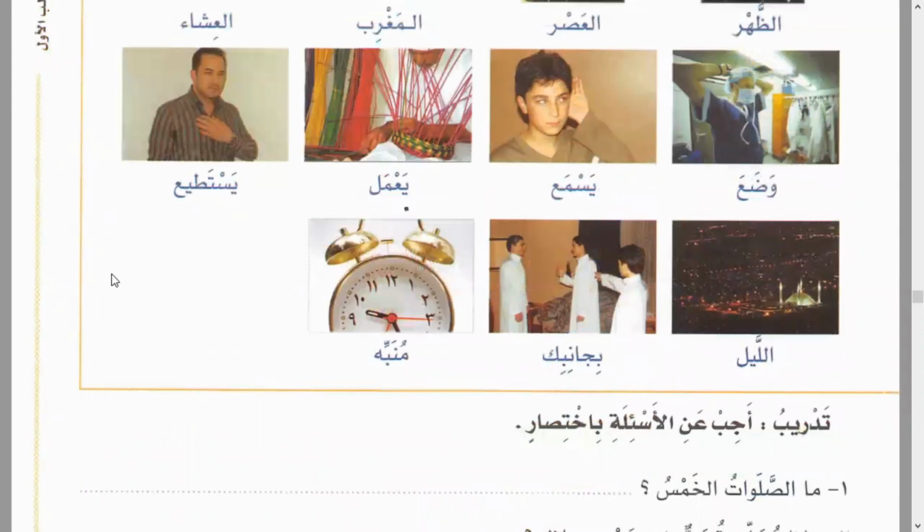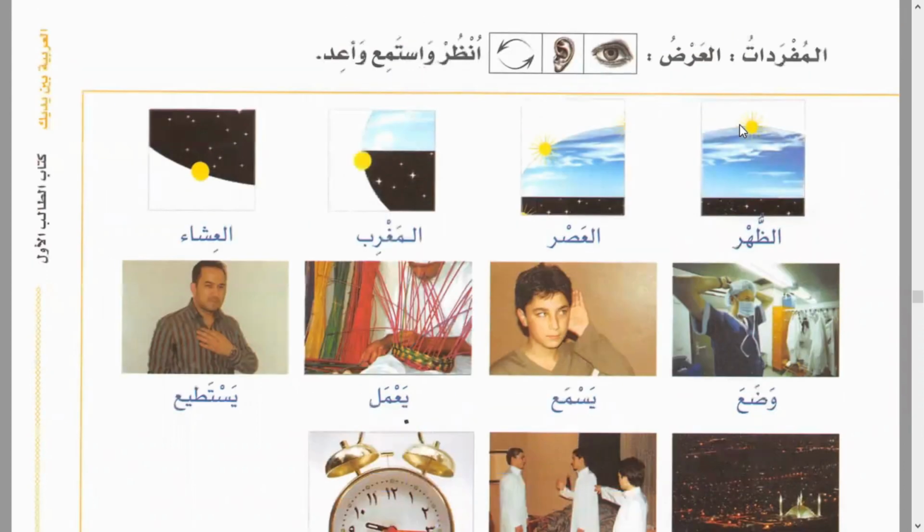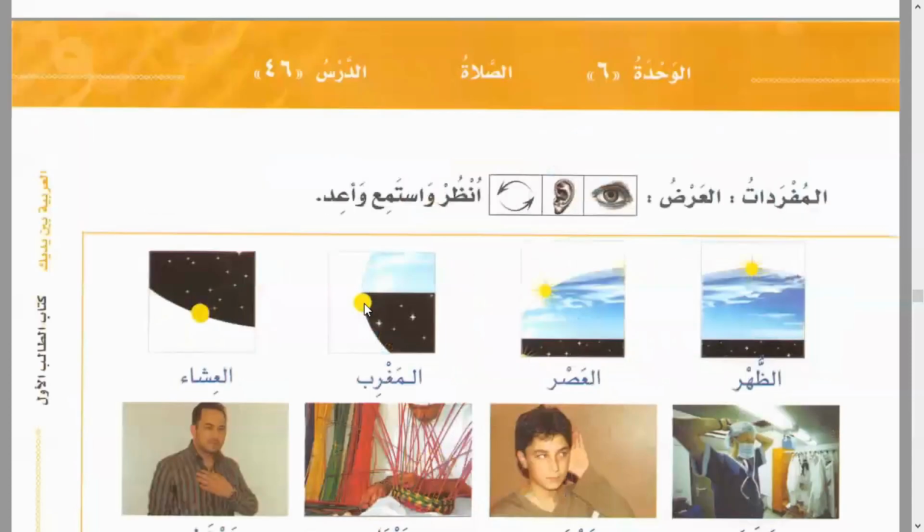الظهر. Al-Dhuhr, the midday time, the Zuhr prayer. The time is also called Al-Dhuhr, when the sun is above our heads. العصر. Al-Asr, afternoon, when the sun goes. المغرب. Al-Maghrib, the sun goes past, where the sun sets. العشاء. Al-Isha is like at the time 8:30 or whatever.